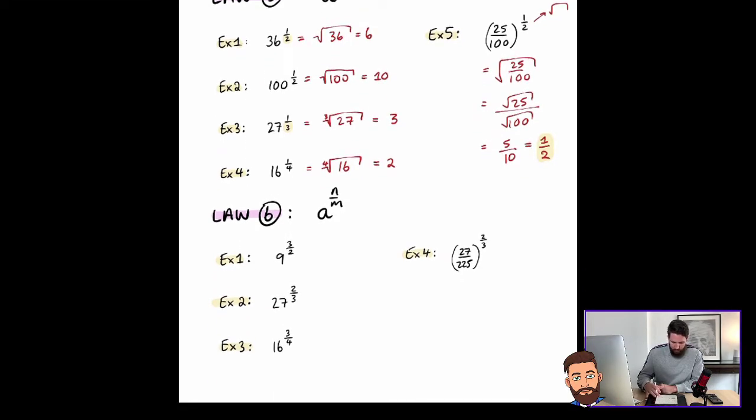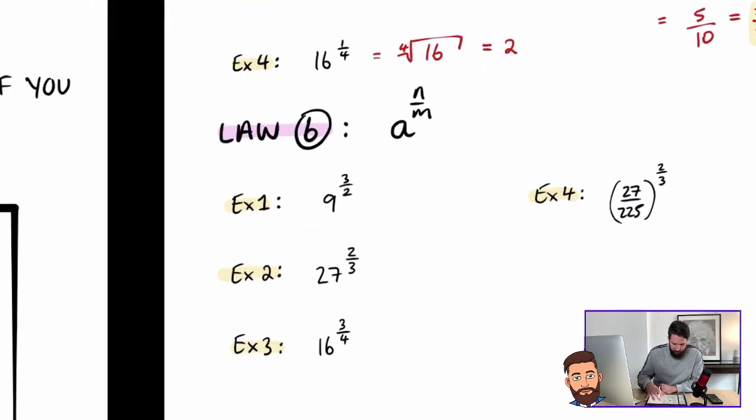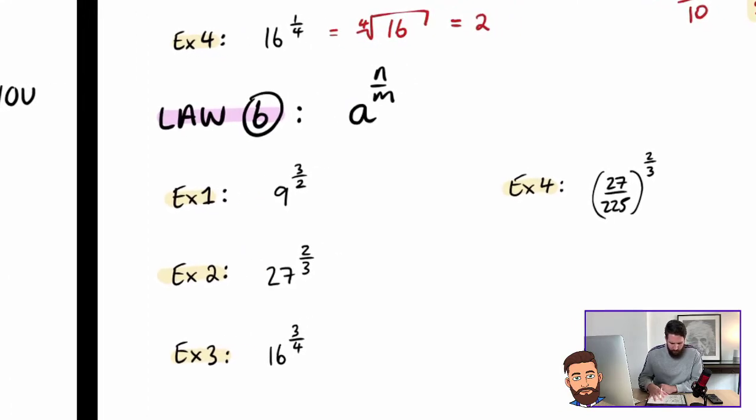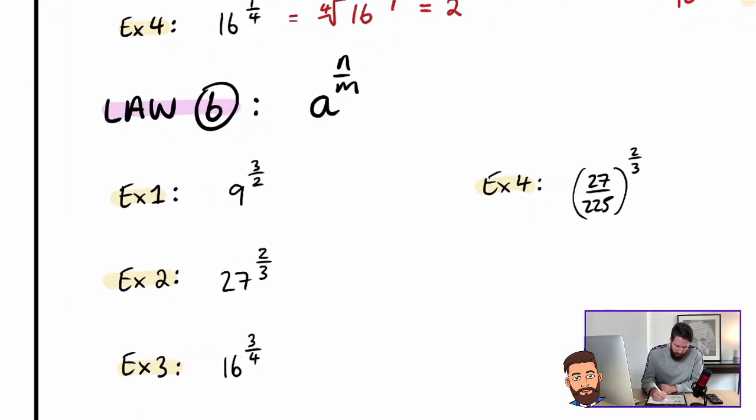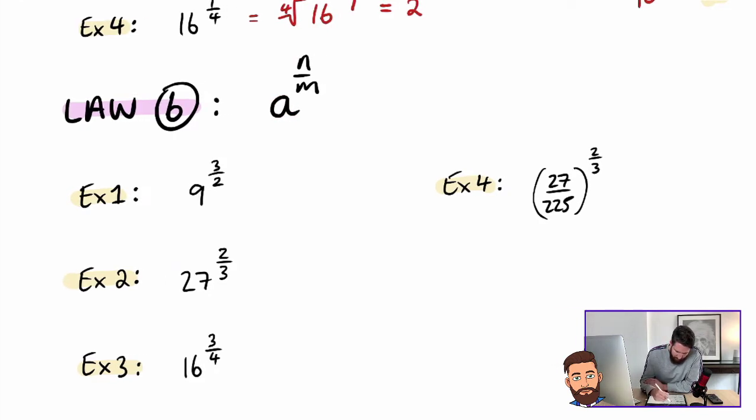So that takes us on to law 6. Now law 6 is very similar, but instead of 1 over, we've got this. We've got a to the power n over m. What does that say? It says we've got some base raised to a fractional power where it's not 1, in this case, it is any number. So what does that mean? Well, that means we do this. We're going to stick to the same rule that we've just seen, which is the denominator becomes the root. So we're going to do the mth root of the base a.